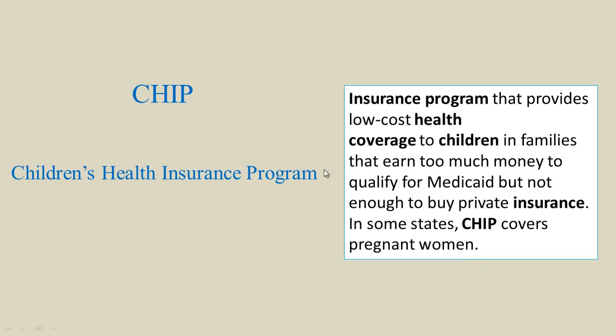CHIP. Children's Health Insurance Program. An insurance program that provides low-cost health coverage to children in families that earn too much money to qualify for Medicaid but not enough to buy private insurance. In some states, CHIP covers pregnant women.